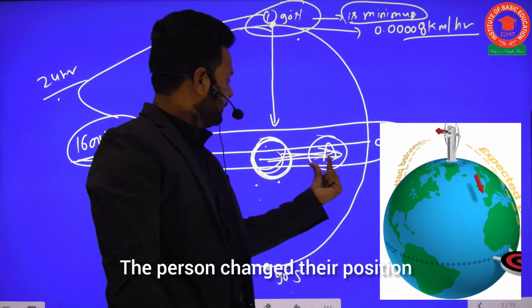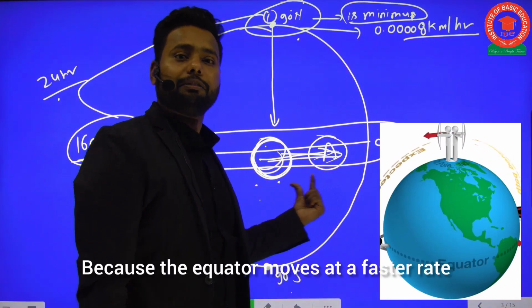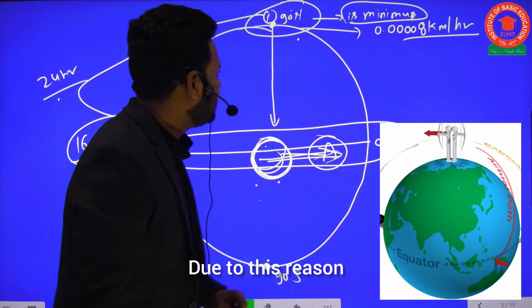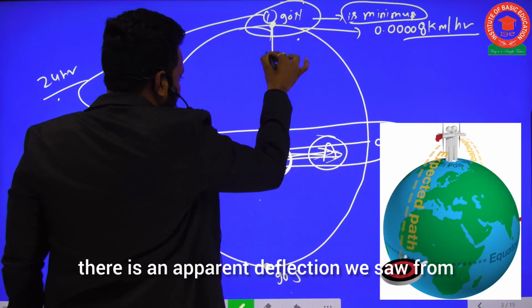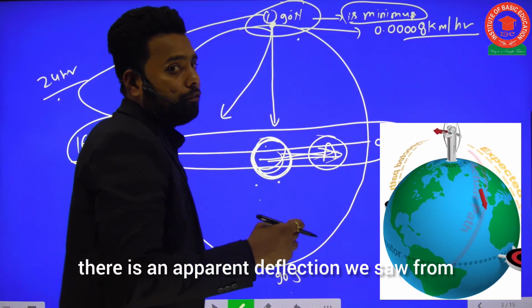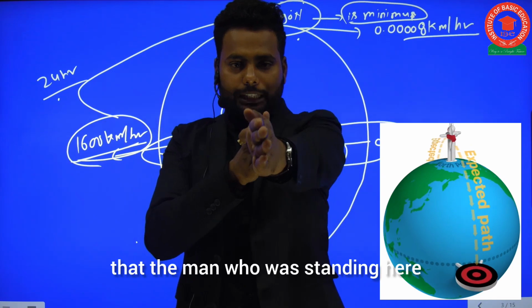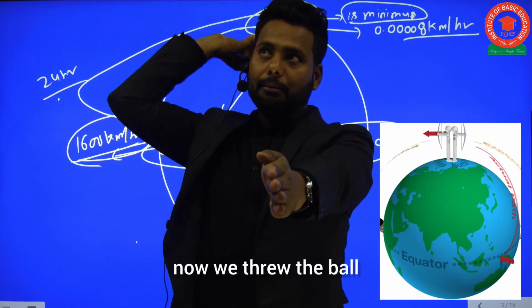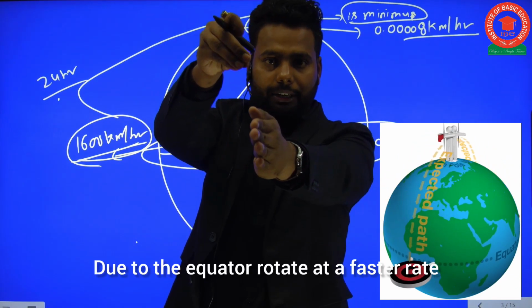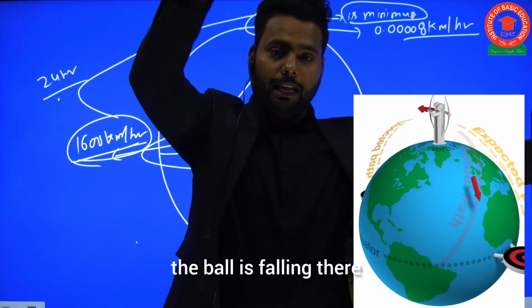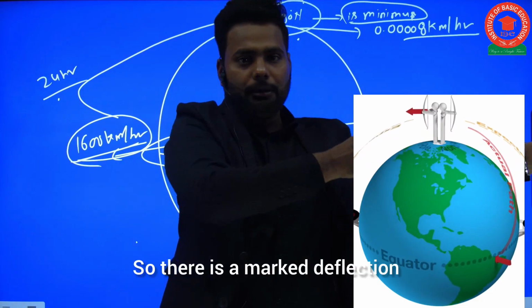The person changes their position because the equator moves at a faster rate. Is it okay? I hope that will clear. Due to this reason, there is an apparent deflection we saw from the observer side. हम क्या देख रहे हैं कि जो आदमी यहाँ खड़ा था जिसको हम फेंक रहे थे, अब हमने बॉल फेंकी, due to the equator rotating at a faster rate, तो इक्वेटर से वो आदमी इधर चला गया, बॉल वहीं गिर रही है, तो there is a marked deflection.